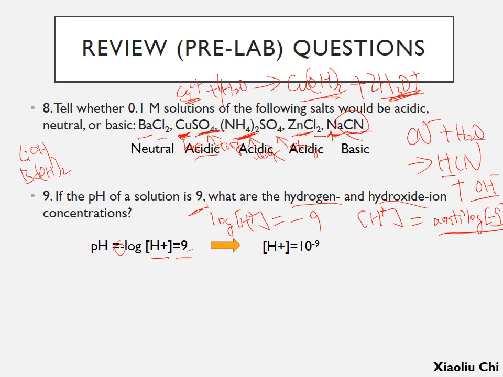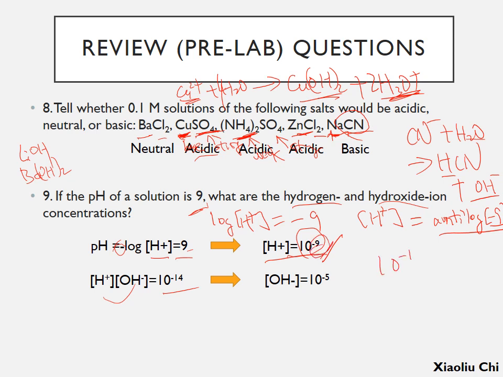So with this hydrogen concentration, we can calculate hydroxide because the product is 10 to the -14. So hydroxide should be 10 to the -14, that's the water constant, divided by 10 to the -9. That gives you this one.